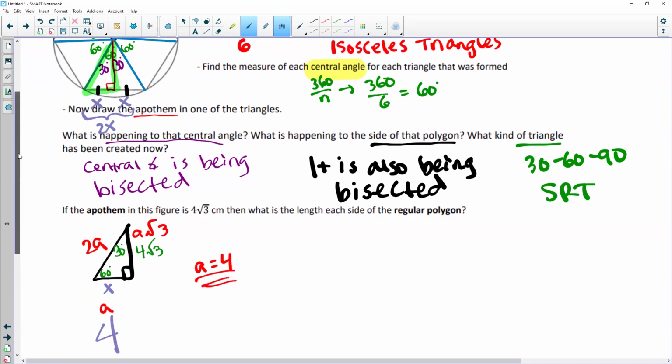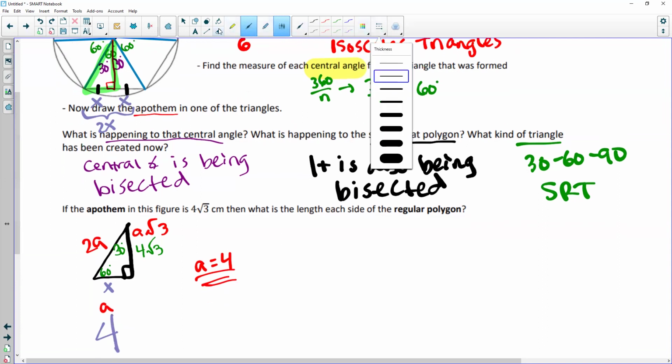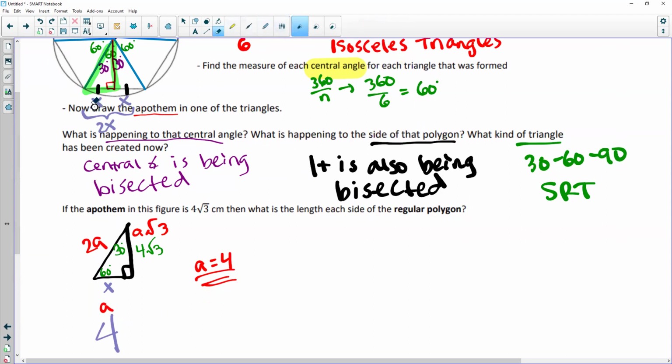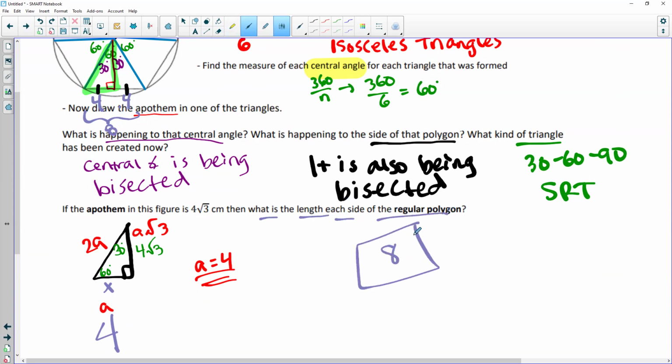So going back up here, now we can actually figure out what this is. These pieces are congruent. So if this is 4 and this is 4, that would make the entire side, the length of one of those sides, 8. So what is the length of each side of the regular polygon? 8.